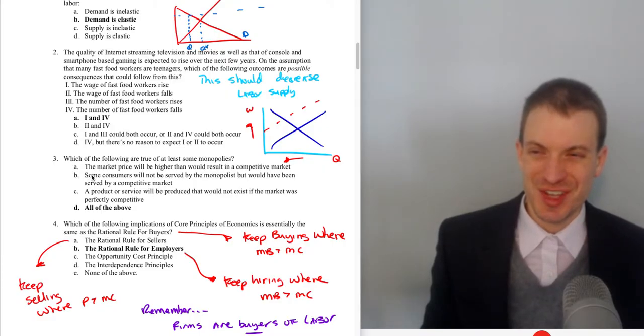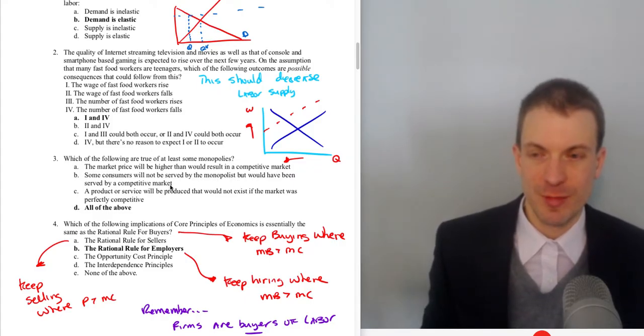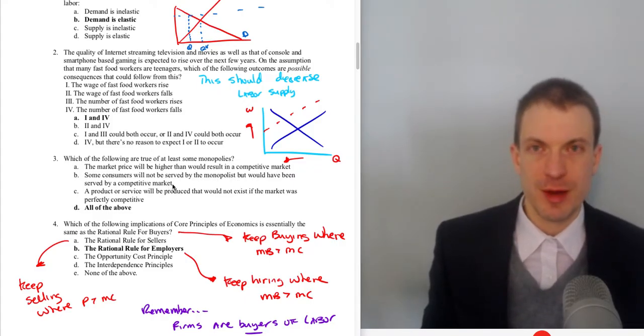Now, that's associated with part B. Some consumers will not be served by the monopolist that would have been served by the competitive market. That's exactly the problem. By reducing the quantity, there's fewer consumers who are served by the monopolist who would have counterfactually been served by the competitive market. That's where the deadweight loss comes from.